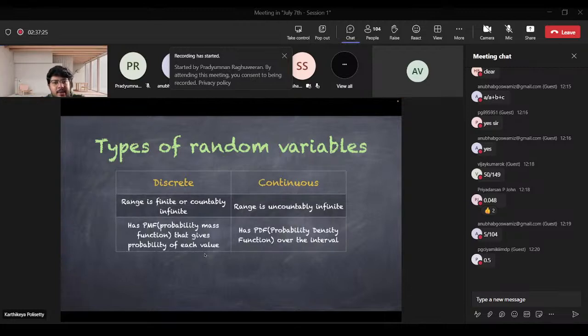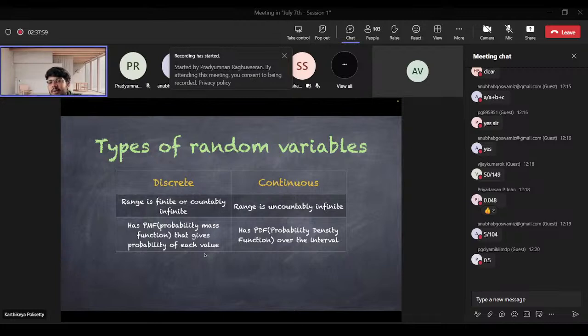A discrete random variable has a probability mass function that gives the probability of each value. Since you have a finite number of values, you can associate a weight for that particular random variable to occur. So when you toss a die, let's say X is the random variable associated with the number showing on the top face. You can associate a PMF for X equal to 1, X equal to 2, X equal to 3, and so on, X equal to 6.